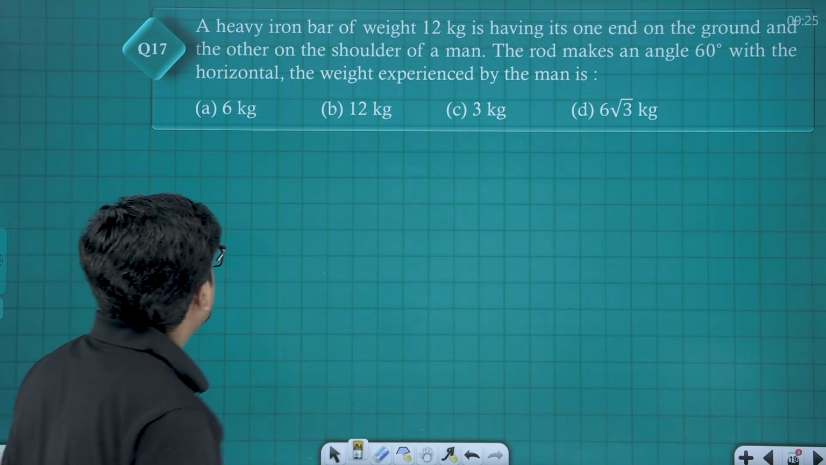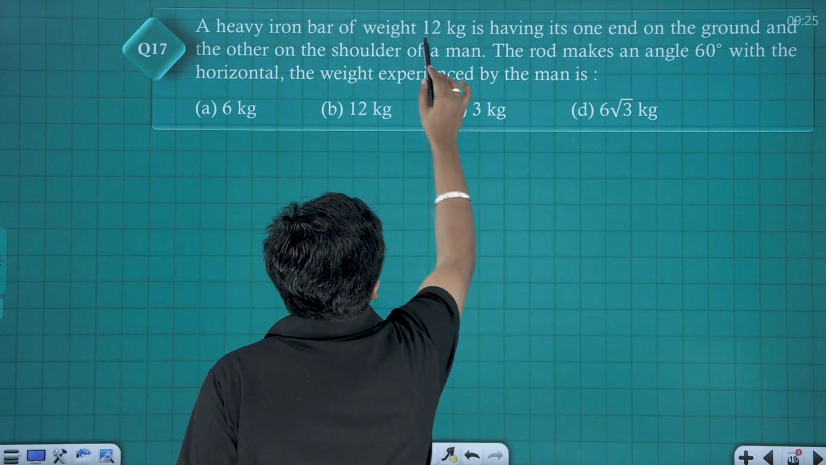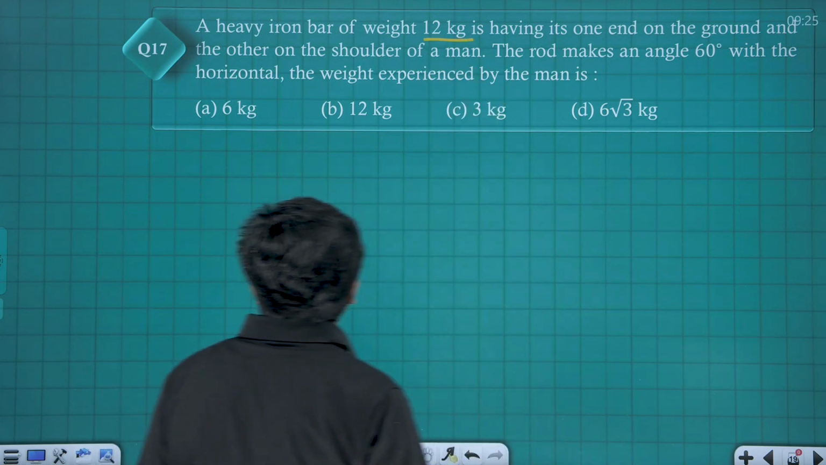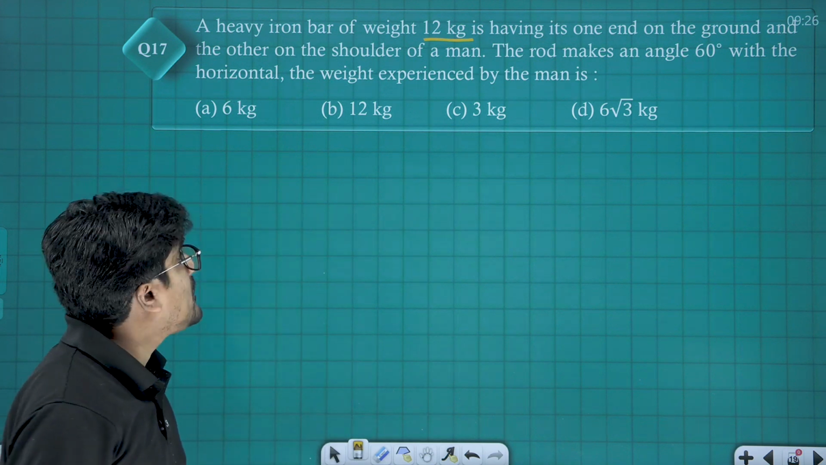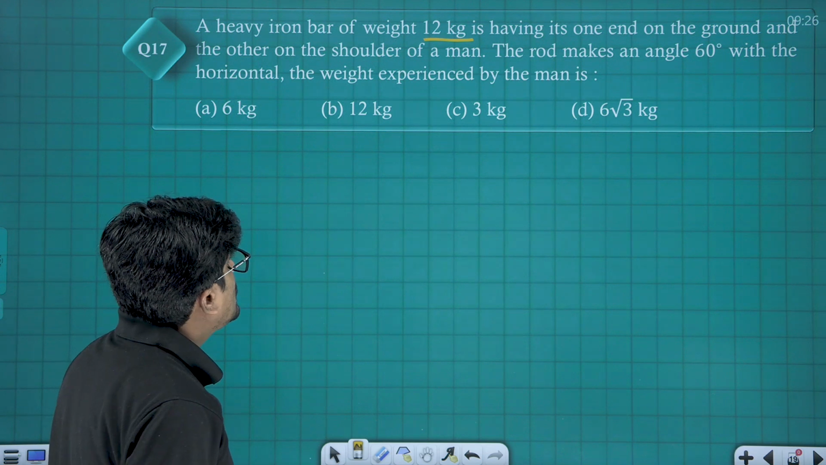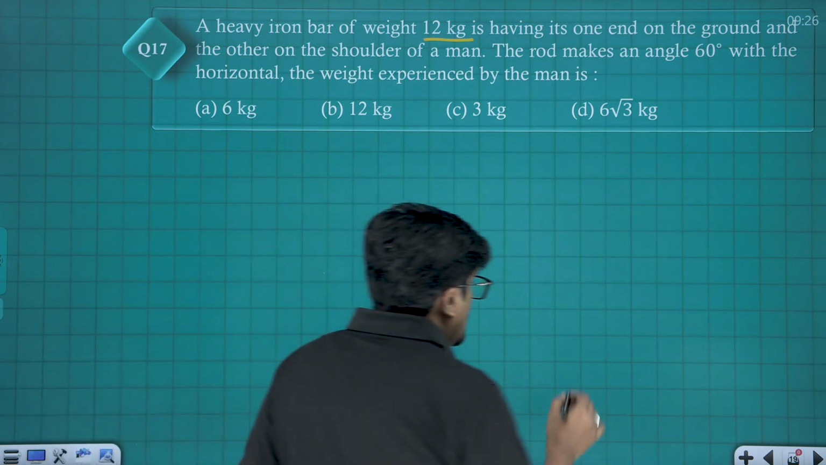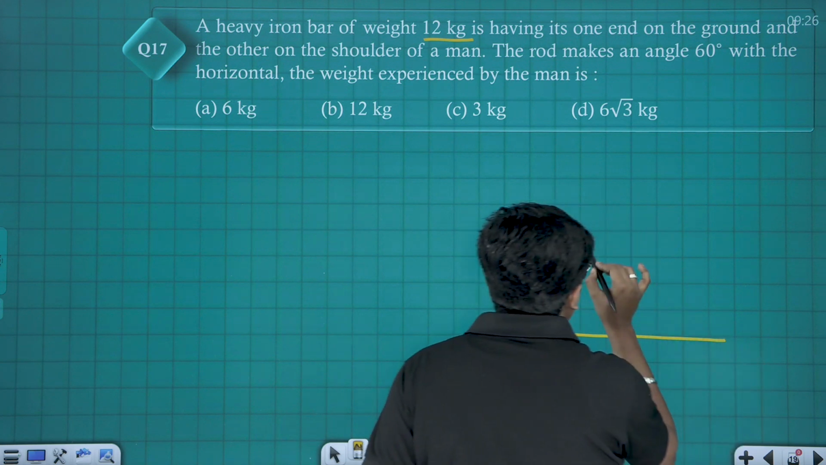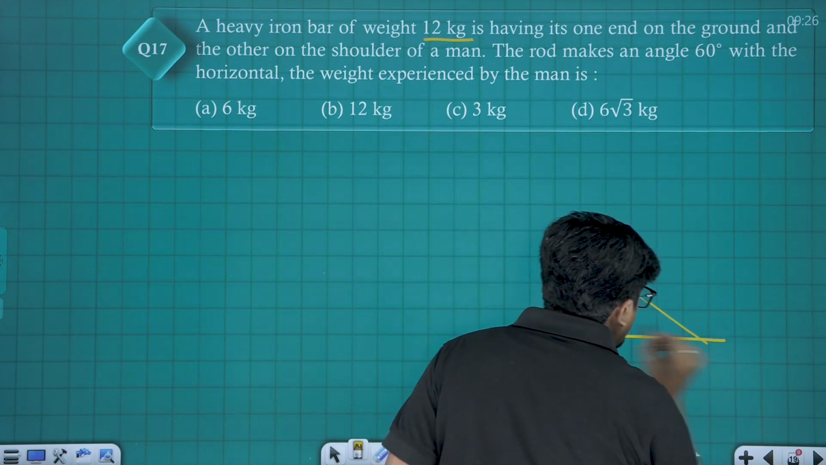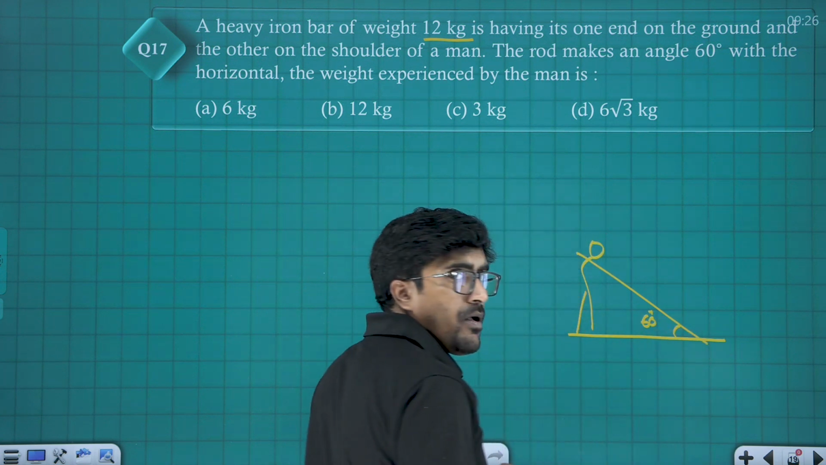Question number 17 says, if a heavy iron bar of weight 12 kg is having its one end on the ground and the other end on the shoulder of a man. The rod makes an angle 60 degree with the horizontal. The weight experienced by the man is, that's the question. So let this be the man standing and let this be the rod. Here this is making 60 degree.